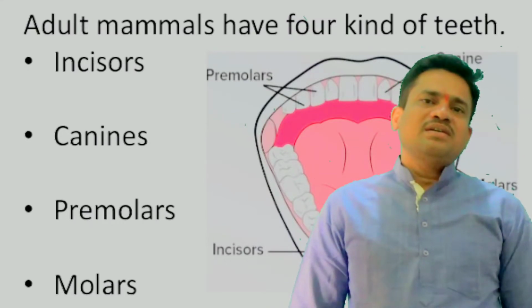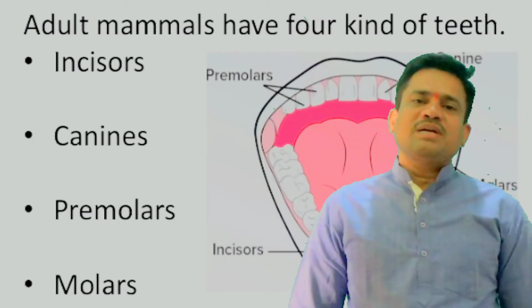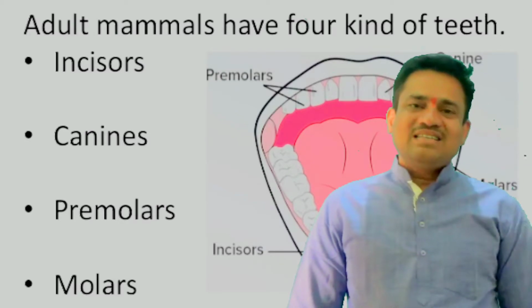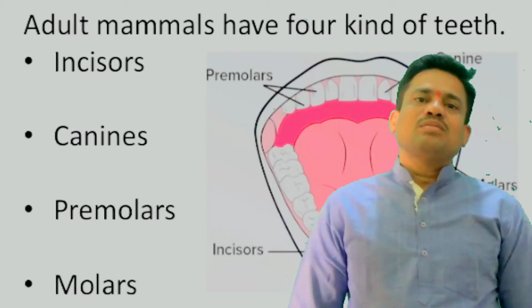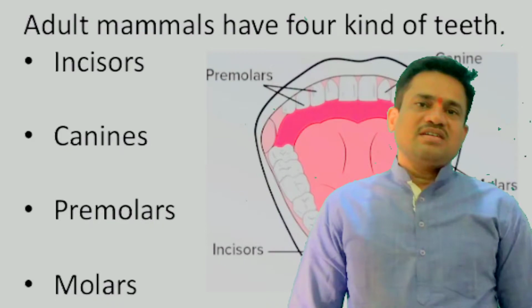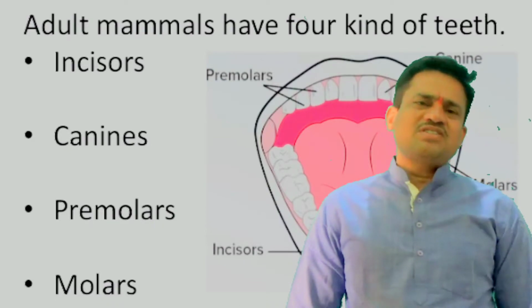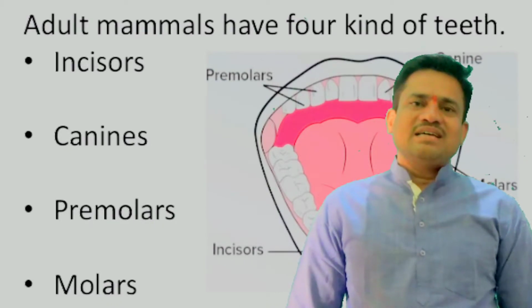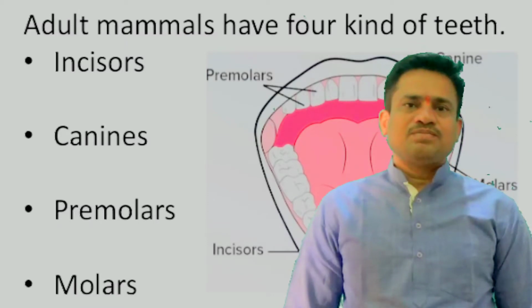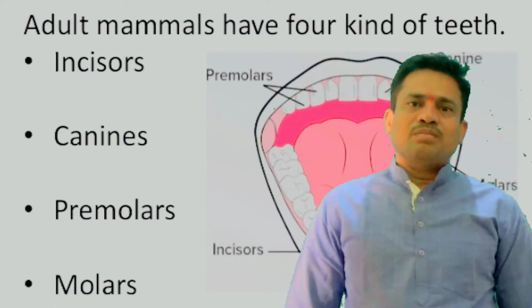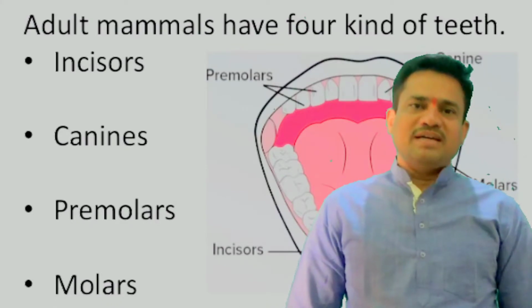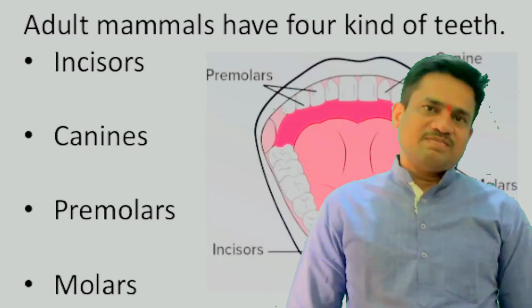Every tooth is made up of dentine. The teeth are produced by odontoblast cells. In teeth, the toughest material is enamel. So the main component in teeth is the material dentine, which is produced by odontoblast cells.